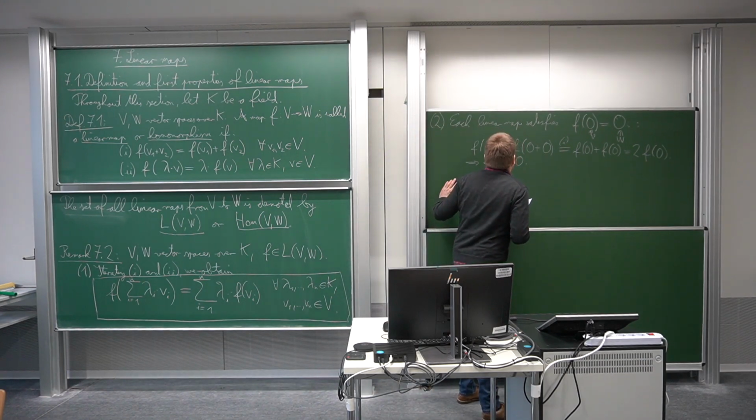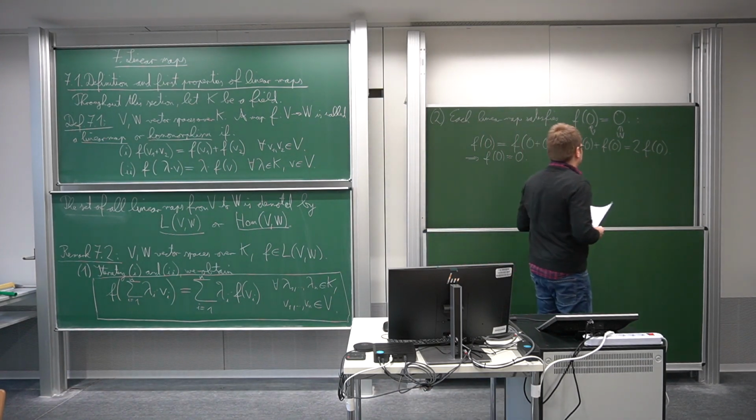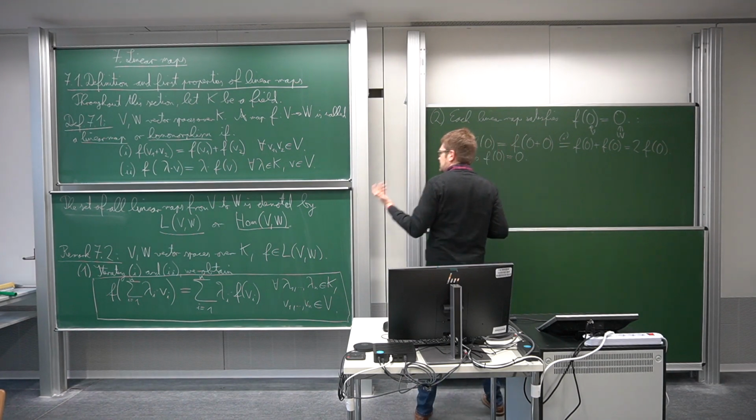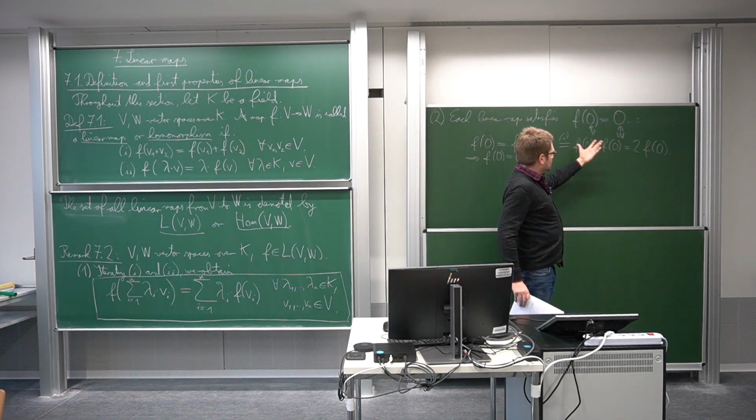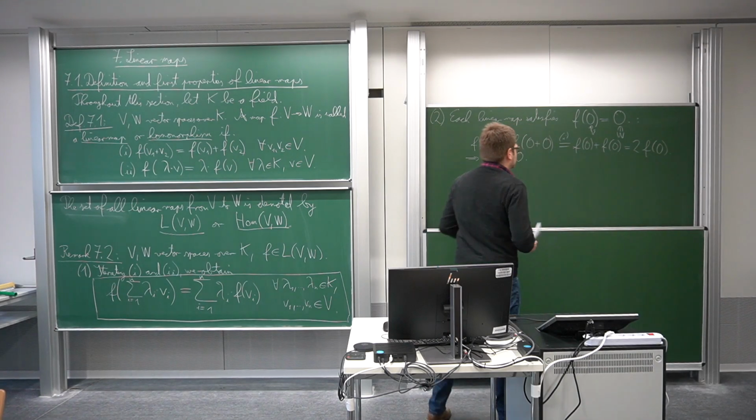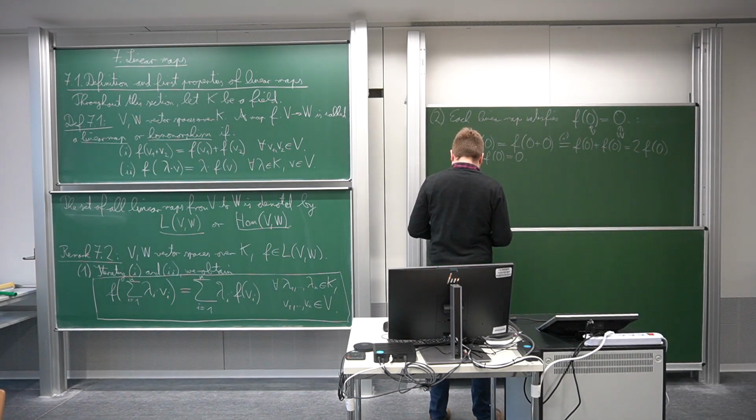Okay, so this is something we should always keep in mind. 0 is mapped onto 0, so in that sense the linear map is even preserving more structure of the vector space, namely a 0 element. This is always kept and preserved under application of linear maps.